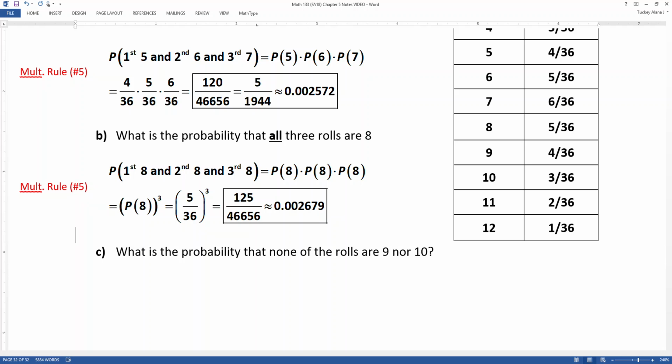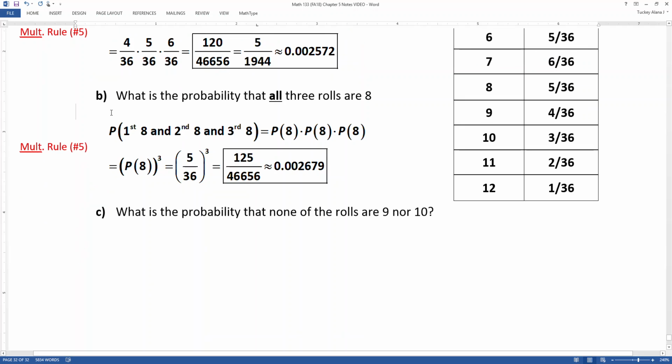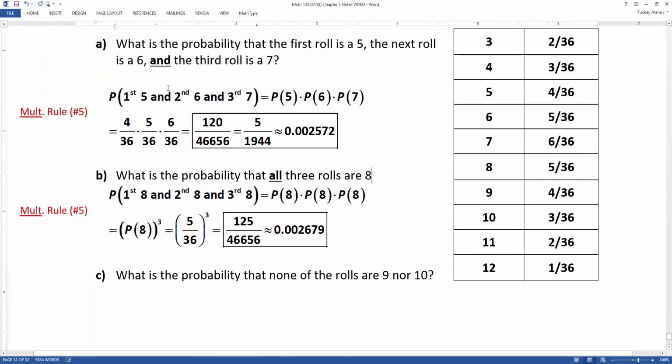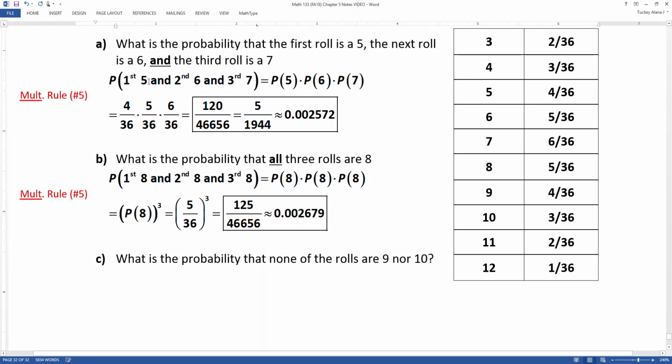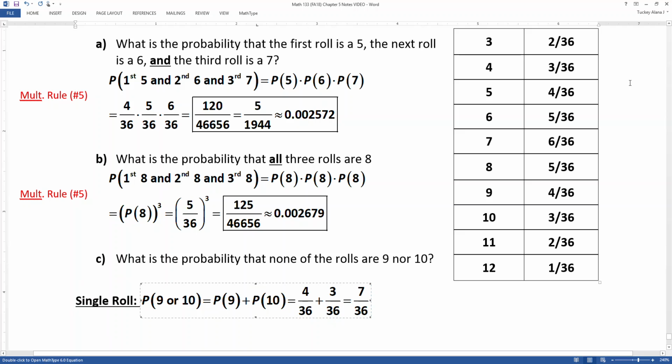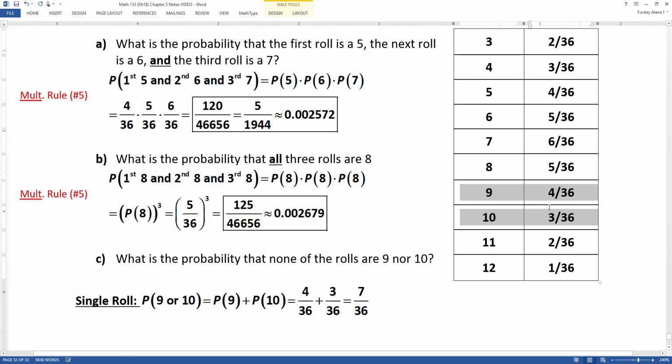Okay, so let me just think about a single roll. What's the chances of a 9 or a 10 on a single roll? Well, a single roll would be just one toss of the dice. So a 9 or a 10 would be an or, so it's an addition rule problem. So I'm actually using the addition rule for that part. And then I want to add it up. So I want to say, okay, 9 or 10, that's 4 out of 36 plus 3 out of 36. That makes 7 out of 36 for a 9 or 10.